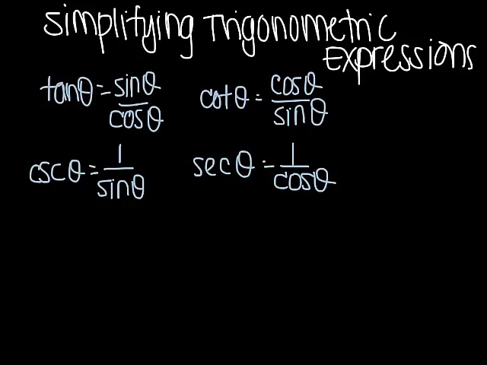We also learned in our previous video that sine squared plus cosine squared was equal to 1. So those are all of the main identities that we're going to use when we're going to be simplifying our expressions. So let's take a look at an example.